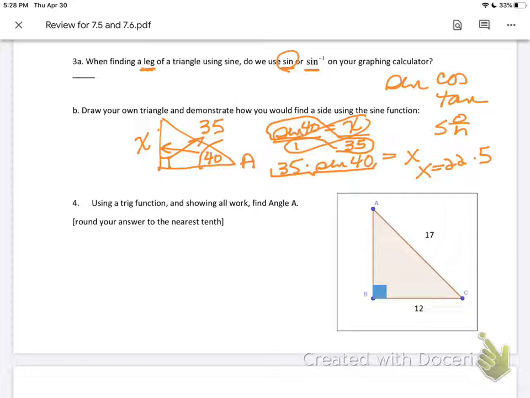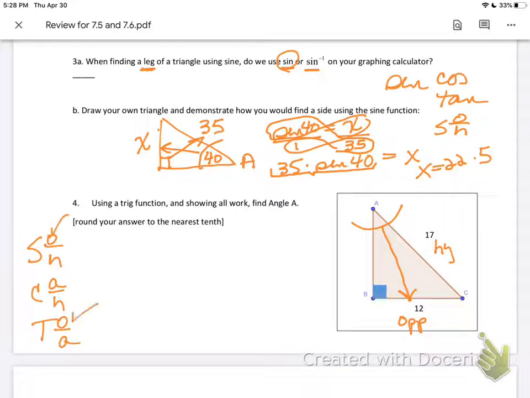Using a trig function and showing all work, find angle A. Okay, here's angle A. I'm looking for the angle, so I'm going to use inverse trig. I have the opposite, and I have the hypotenuse. So if I'm remembering Sohcahtoa, the second I say I have opposite, I check here. I have hypotenuse, I check here.